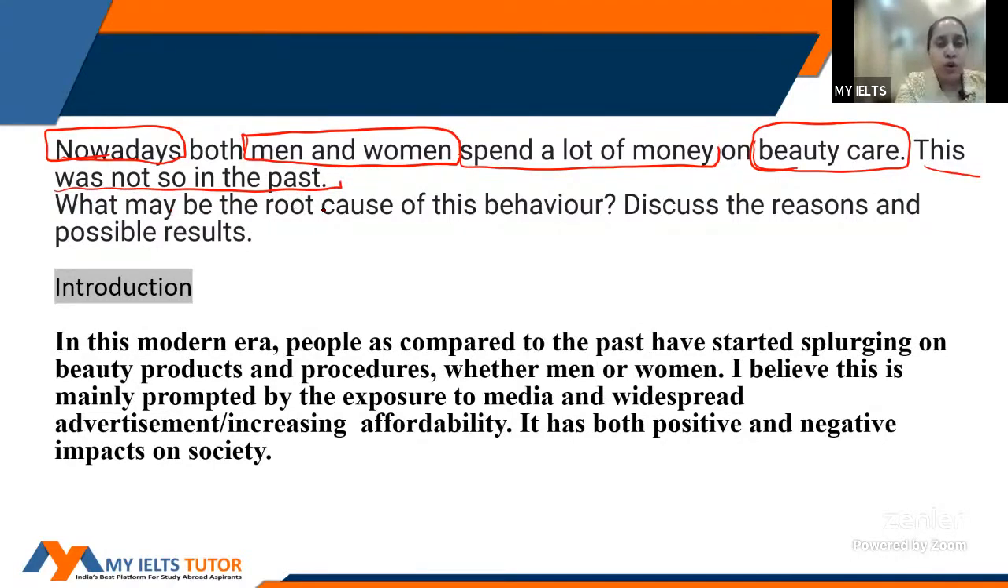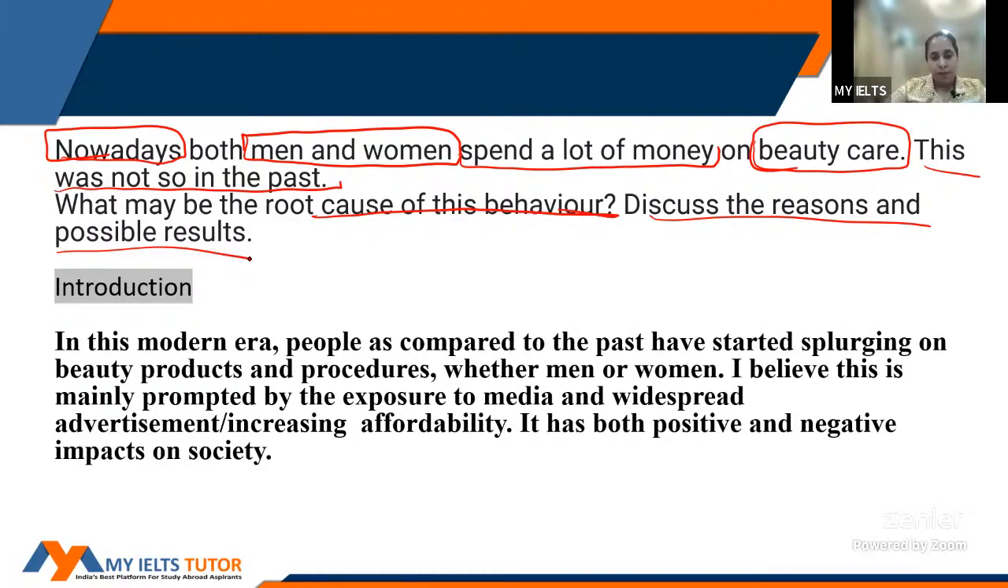What may be the root cause of this? We have to talk about, they are asking what may be the root cause of this. Discuss the reasons and possible results. So we have to give why people are doing this and what are the results of this. So two questions are asked, reasons and results. Okay, so how will we rephrase this question?